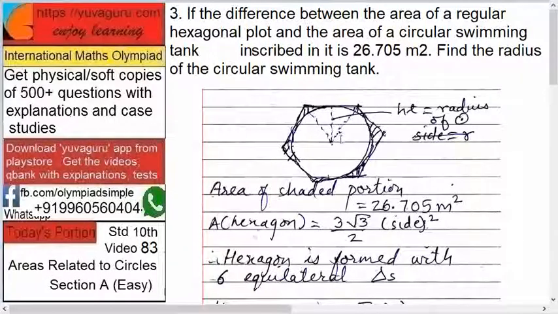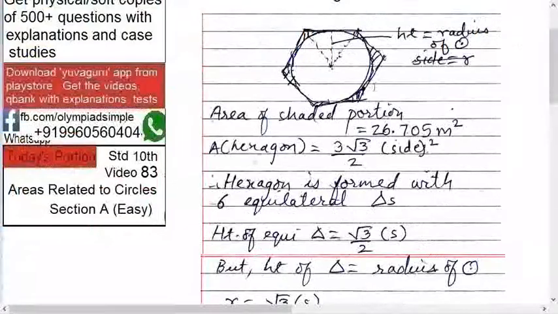Okay, for that, the area of the shaded portion is 26.705. So what is the area of the hexagon? See here, remember the two formulae. Area of hexagon is 3 root 3 upon 2 into side square, and height of an equilateral triangle is root 3 by 2 into side. These two formulas would be useful for you.